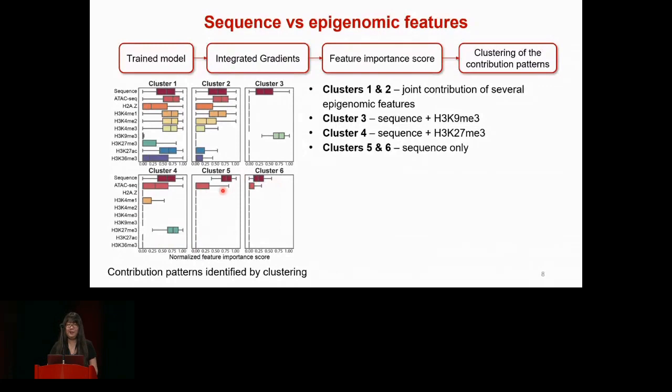And interestingly, we didn't find any cluster with high epigenomic contribution but low sequence contribution, which further confirms that the sequence features are very important for the prediction. We hypothesize that these contribution patterns might provide some insights into the different targeting mechanisms.